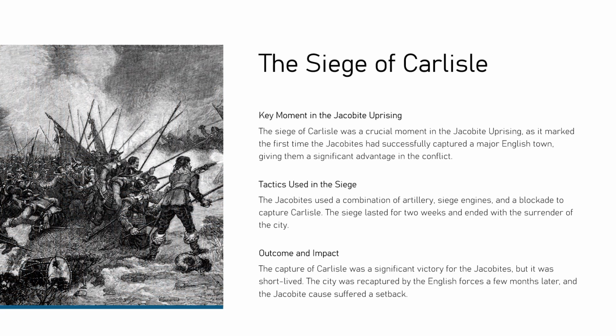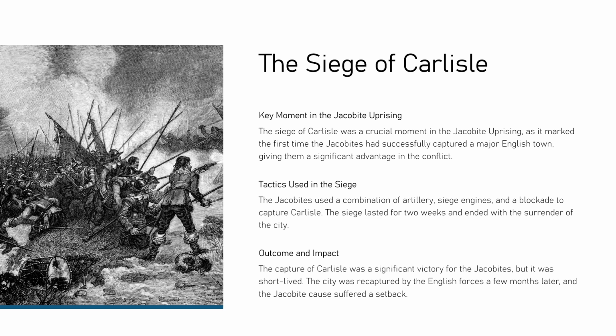The Siege of Carlisle. Key moments in the Jacobite uprising. The Siege of Carlisle was a critical moment in the Jacobite uprising as it marked the first time the Jacobites had successfully captured a major English town, giving them a significant advantage in the conflict.